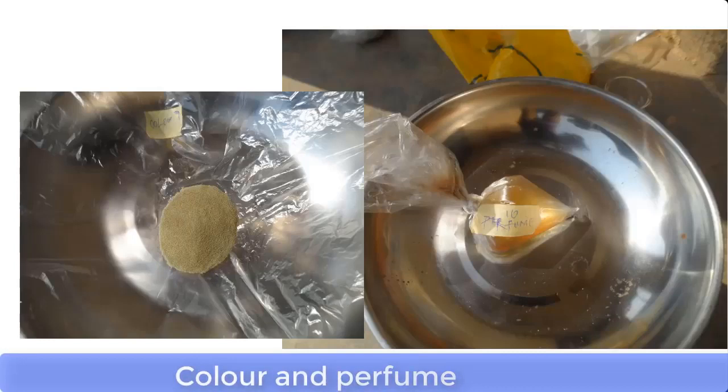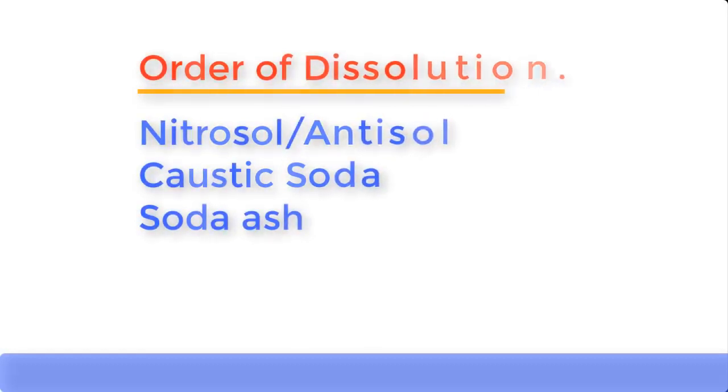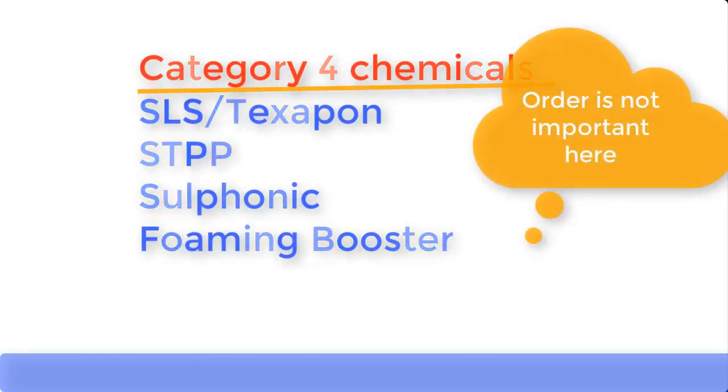Hence, it has to be in this particular order: nitrosol or antisol, that's number 1. Number 2 is caustic soda. Number 3 is soda ash. And the fourth group of chemicals, in which order is not necessary, you can start with anyone and end with anyone: SLS or Texapon, STPP, sulfonic, and foaming booster. And the fifth chemical is color, while the sixth one is perfume.